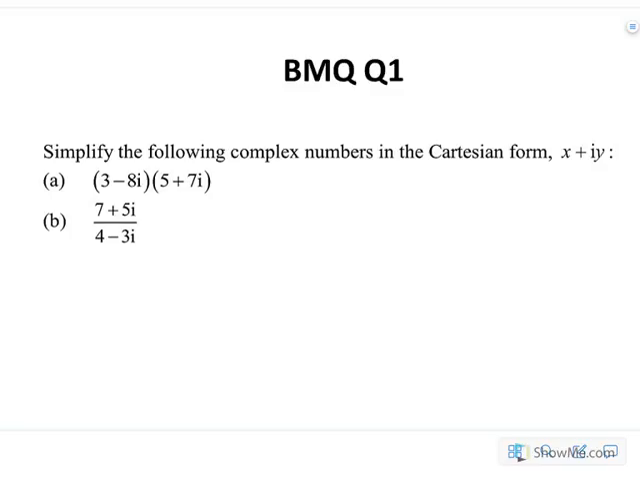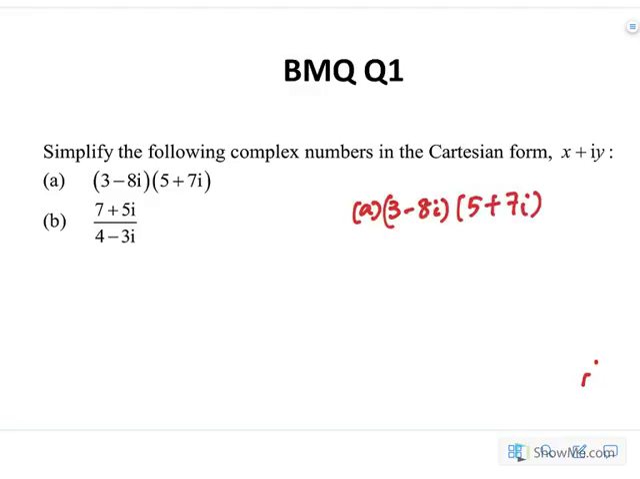Okay, simplify the following complex numbers in the Cartesian form x plus iy. So very simply, what we need to do is we look at the multiplication of two complex numbers. Here, we can just act upon them as though we are doing algebraic operations. So this is 3 minus 8i, multiplied with 5 plus 7i, right?